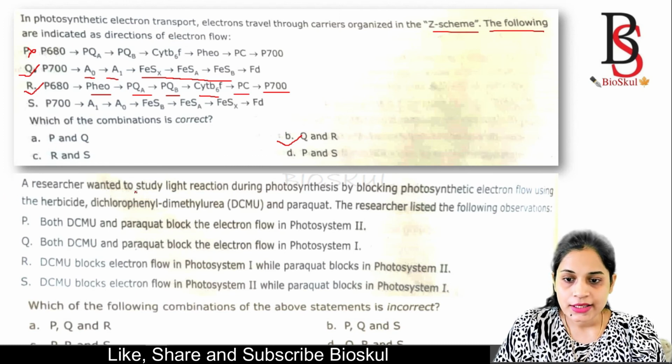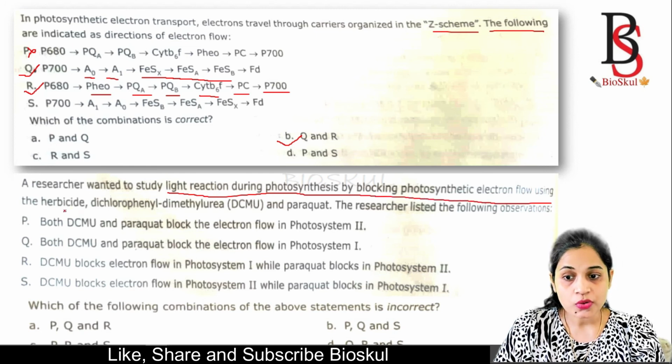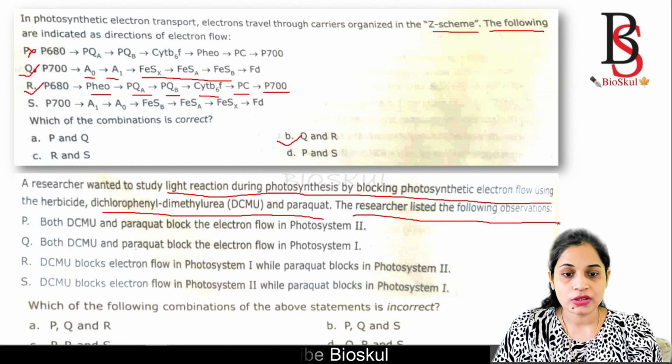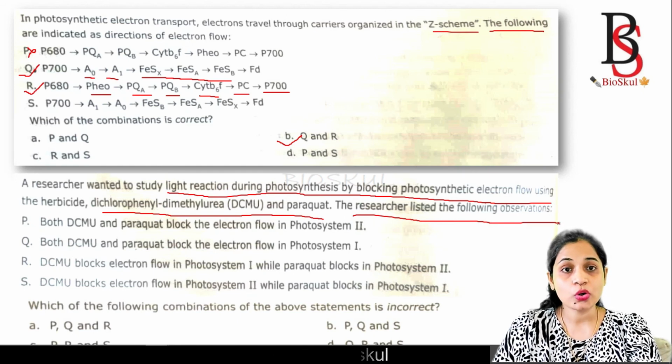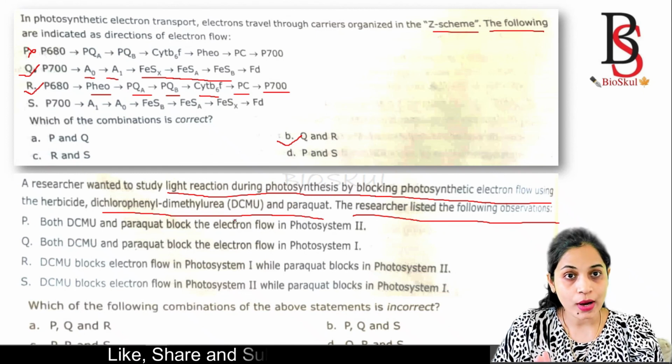Okay. A researcher wanted to study light reaction during photosynthesis by blocking photosynthetic electron flow using the herbicides dichlorophenyl dimethylurea, DCMU, and paraquat. The researcher listed the following observations. So let's see what the observations are, and we know that DCMU inhibits the photosystem 2 and paraquat inhibits the photosystem 1.